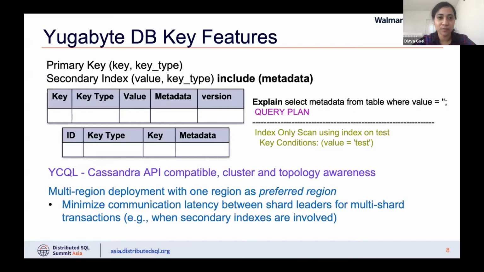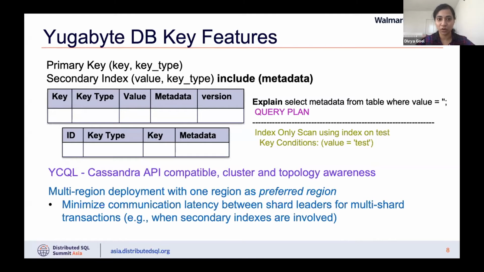So I want to highlight a couple of Yugabyte features, the primary key and secondary key. As I mentioned, we created a single table to be able to do primary key lookups and alternate key lookups using a secondary index. Internally, Yugabyte creates another table for each secondary index. We included all the columns that we needed in a secondary lookup as part of our secondary index. The reason being, we don't want Yugabyte to do a two-step lookup.